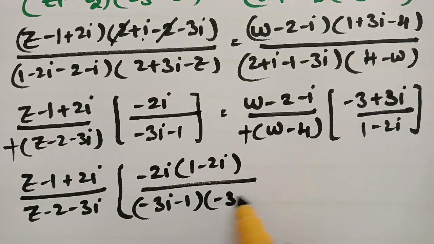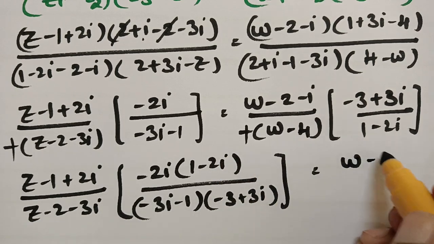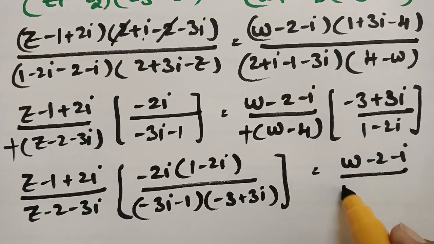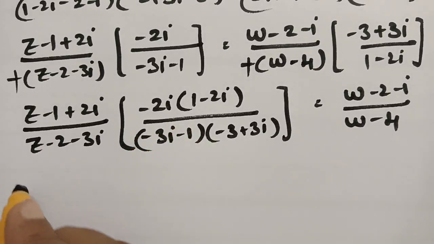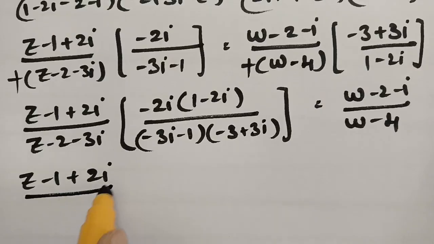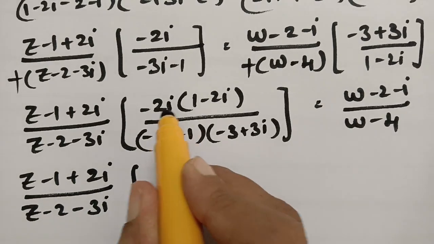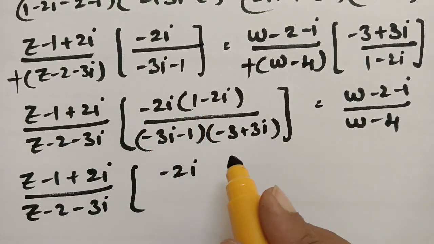So here, this is going to divide this one, minus 3 plus 3i, and the rest I am writing as it is. Clear? This is w minus 4. And see, if I multiply all these, what happens here? This is (z minus 1 plus 2i) divided by (z minus 2 minus 3i). So if I multiply, this will be minus 2i.